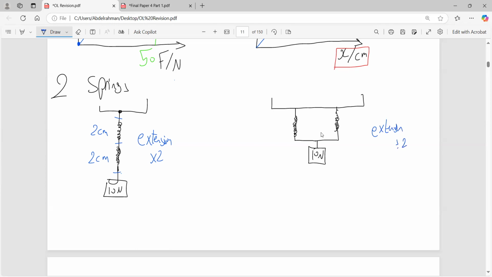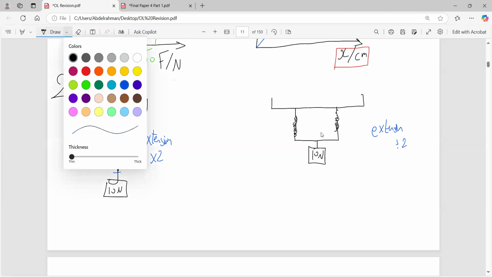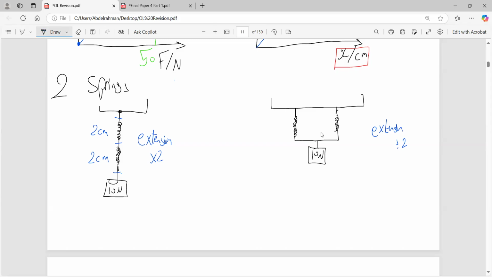Why would the total extension be divided by 2? Because it's as if each spring has a force of only 5 newtons. It's as if we can divide the diagram. So each spring will have a force of only what? Only 5 newtons, 5 newtons here and 5 newtons here.